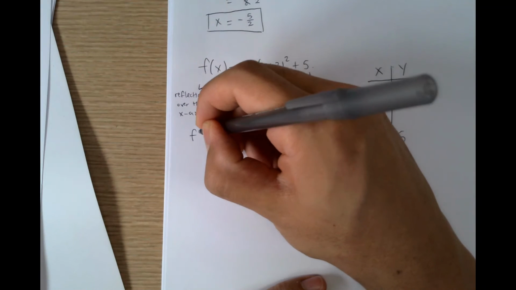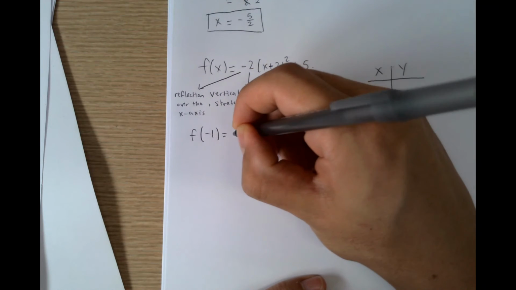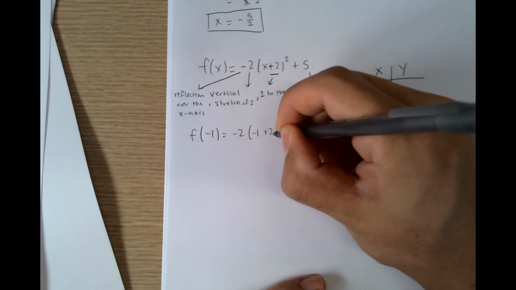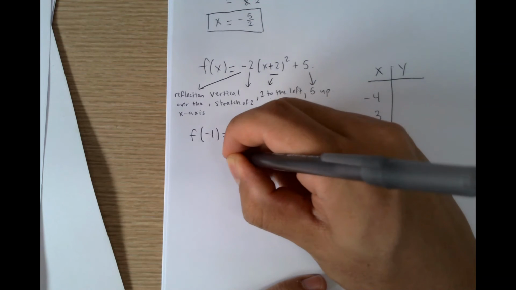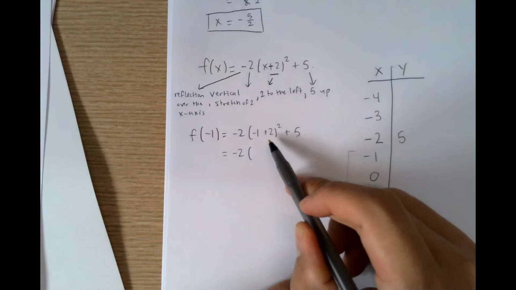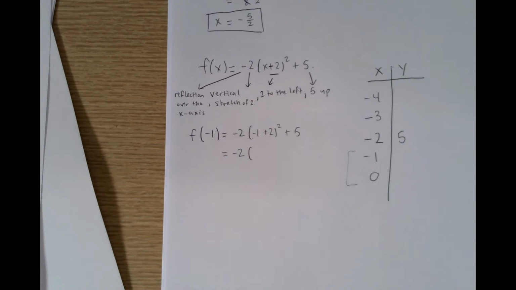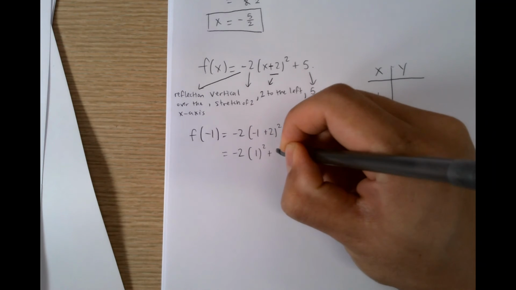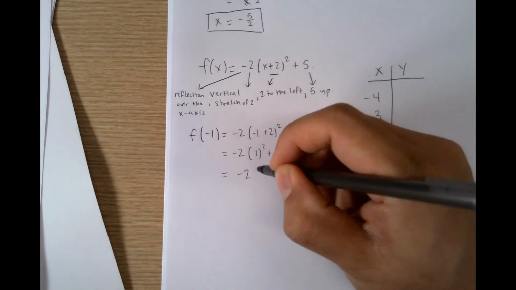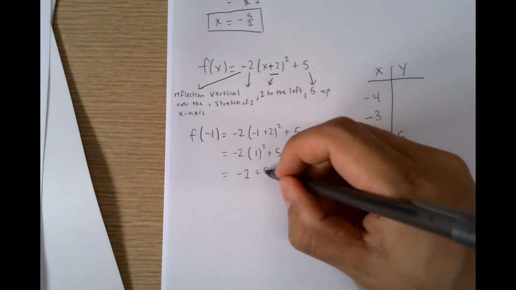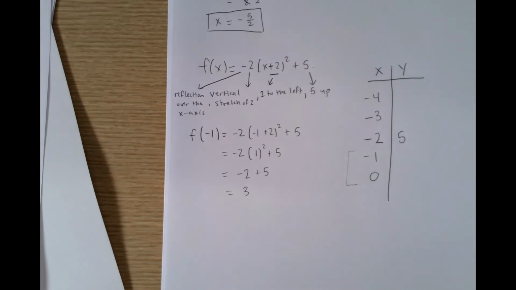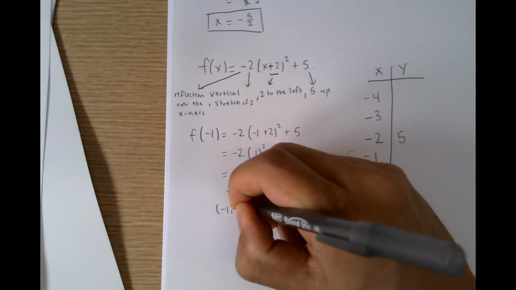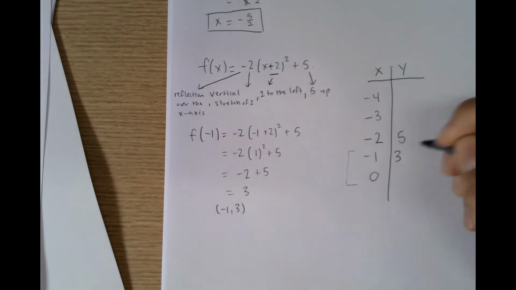So f of -1. Again, what I'm doing is plugging -1 into my equation. So I have -2 times (-1 plus 2), which is just saying you start at -1, you move 2 in the positive direction, you get 1 squared, plus 5. We get -2 times 1 squared, which is just -2, plus 5, and we get +3. So for -1, we get the point -1 comma 3. That is our point, so we get one coordinate there.